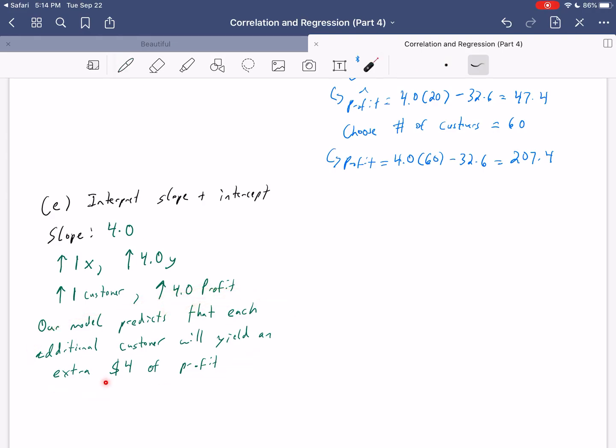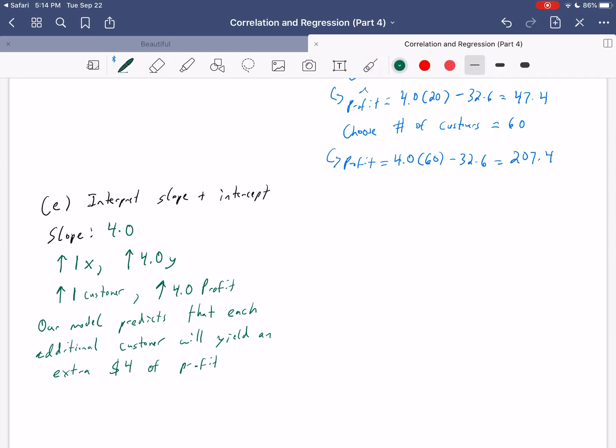How were we measuring profit? It was in dollars. And notice that this makes sense. We're basically saying that our model says that each extra customer translates to roughly $4 of profit. This doesn't mean that every person is identical and is going to always give you the same profit, but it's telling us what the general pattern is. Each person that shows up seems to give us roughly $4 of additional profit.